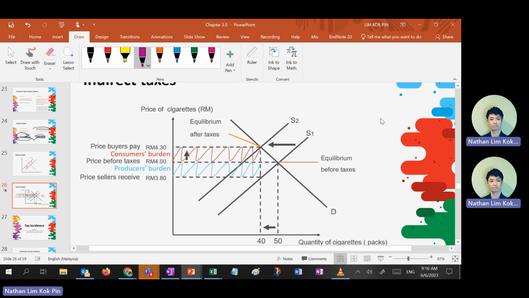You need to label consumer burden and producer burden. Also the product name. I give you another method: I put price of cigarettes and quantity of cigarettes on the two sides, then you don't need to put cigarettes in the middle. Right? So up to you.